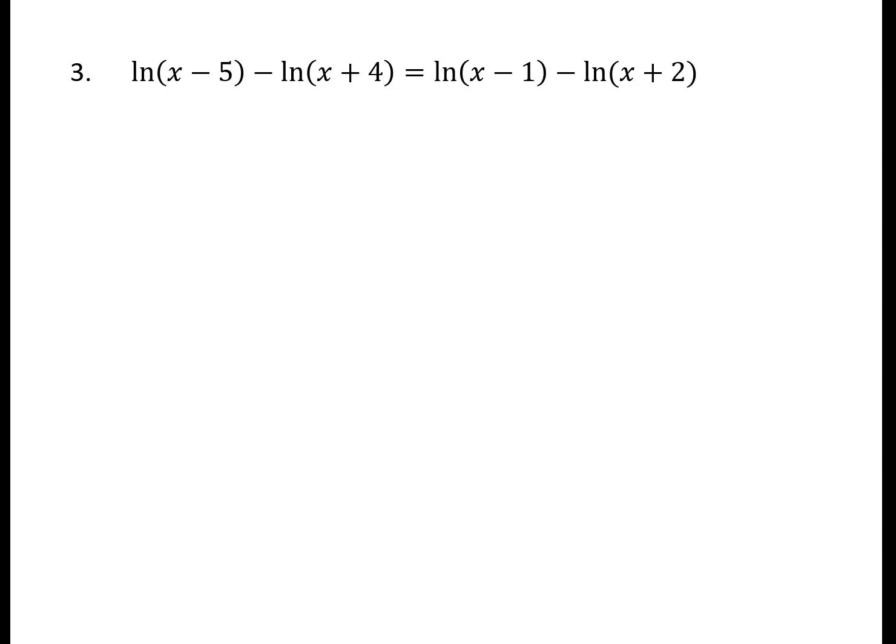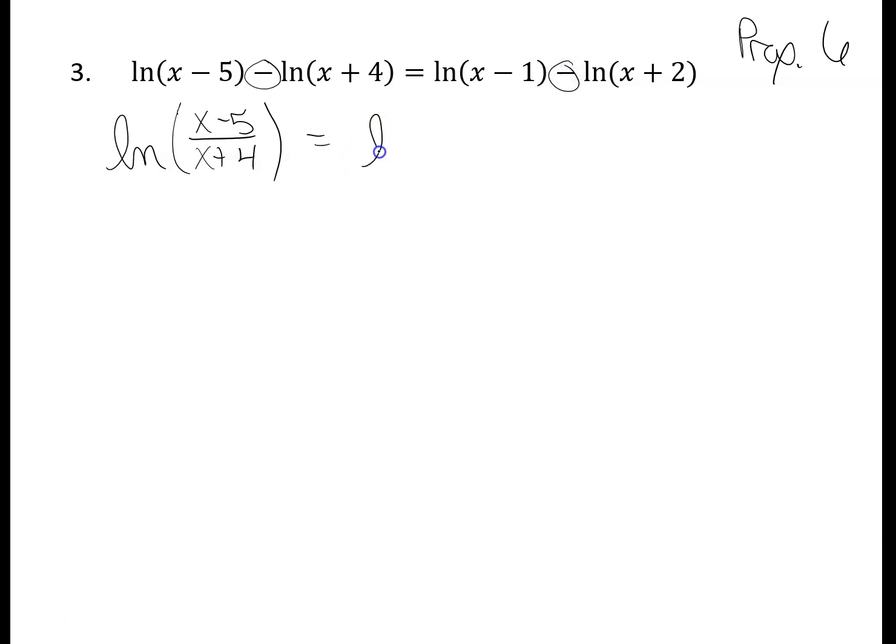So we need each side to be a single log. We have a minus in between, so when we condense, we're going to divide, and that is property 6. So the left side, we still use ln. The x minus 5 has to be on the top, and with the x plus 4 on the bottom. And on the right side, basically same thing. We've got minus, so we condense to one log, the x minus 1 on top, the x plus 2 on bottom.